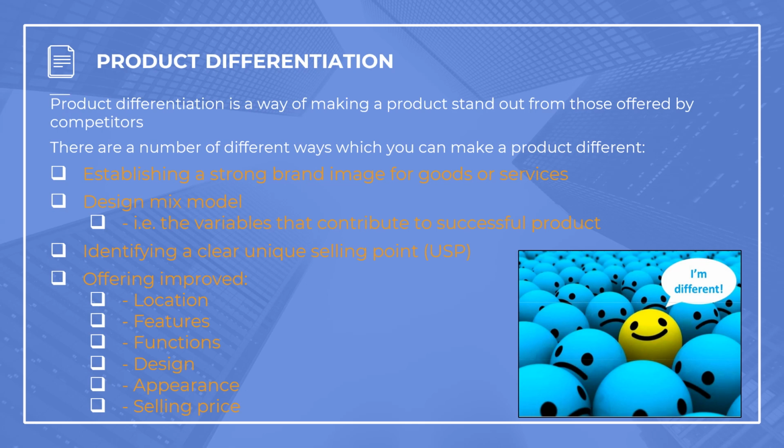Product differentiation is a way of making your product stand out from those offered by competitors. So there are different ways which you could make your product different. Number 1 is if you establish a strong brand image. Number 2, design mix model. This is where you use a particular model to try and make yours different. 3, identify a clear, unique selling point. And 4, offer an improved offering. So this could be adding more features or something different to your competitors.